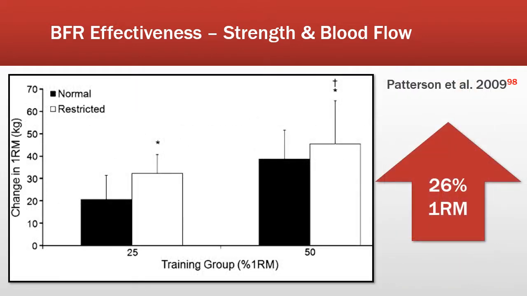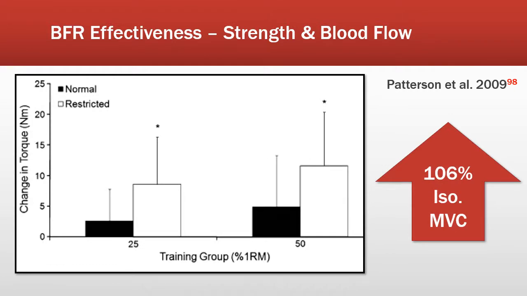Okay, so within a 4-week time frame, we can see that there's a statistically significant and meaningful difference from the normal or the non-restricted limb, compared to that of the restricted limb, whereas the restricted limb had a 26% increase in the amount of 1RM within a 4-week time frame relative to just plantar flexion strength alone.